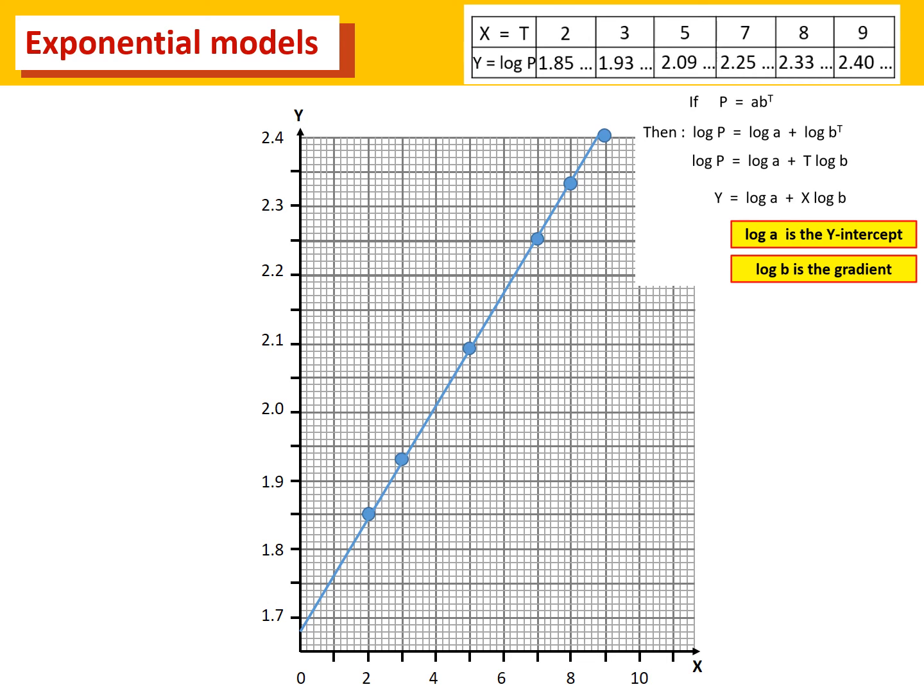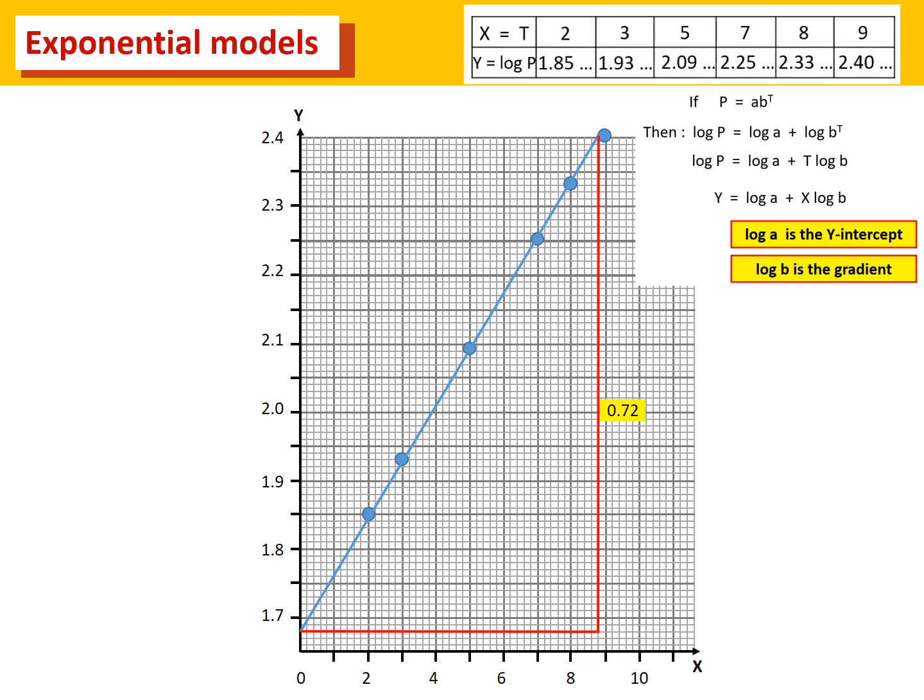Now, looking back at what we did previously, log A is the y-intercept and log B is the gradient. So we want both the y-intercept and the gradient of this line. So first of all, to find the gradient, the change in those y values is 0.72.